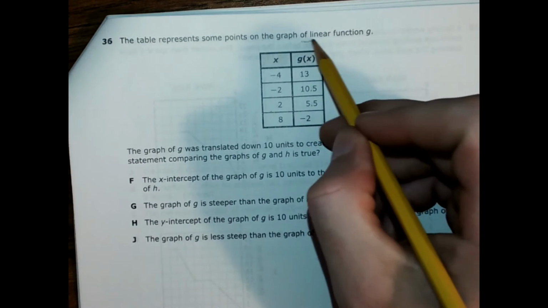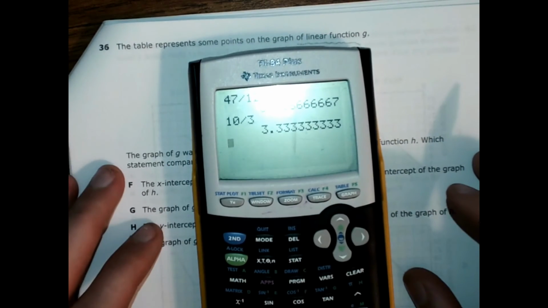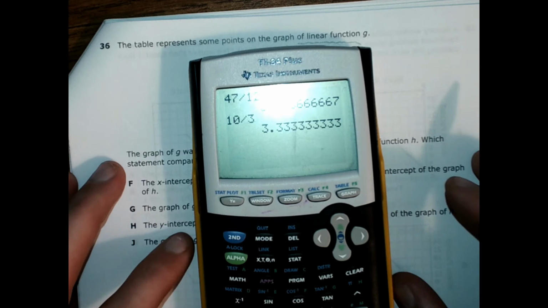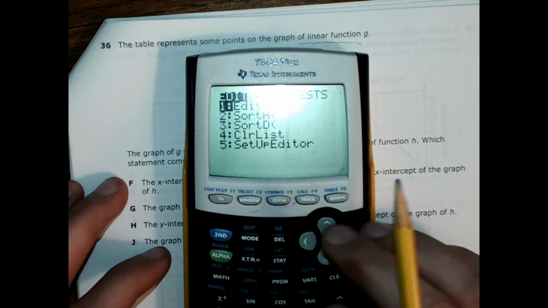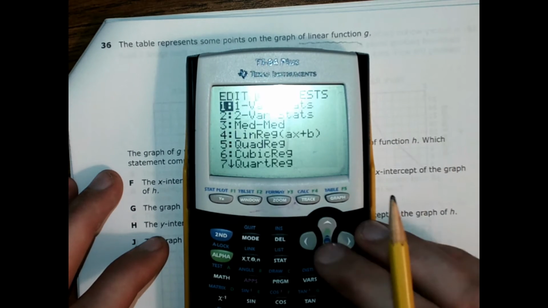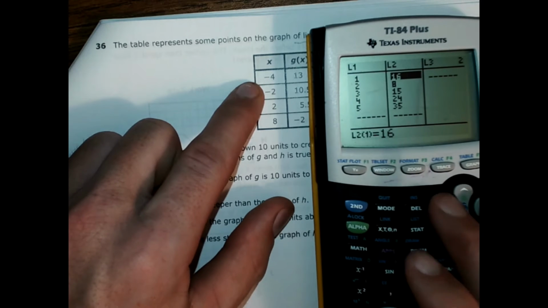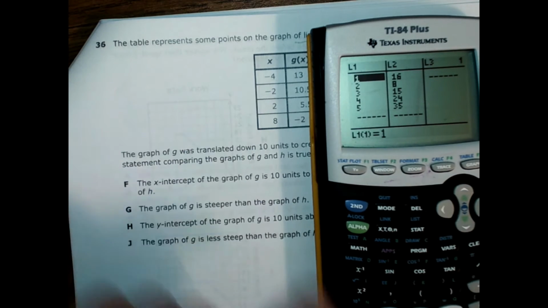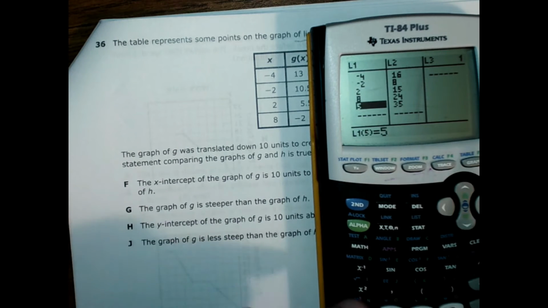The table represents some points on the graph of linear function g. I'm being told this is a linear function. I know my calculator has the power to produce a linear equation given that table. Why don't we go ahead and do that before even reading the question. Edit. Let's put in the x values. -4, -2, 2, 8, and then delete out.